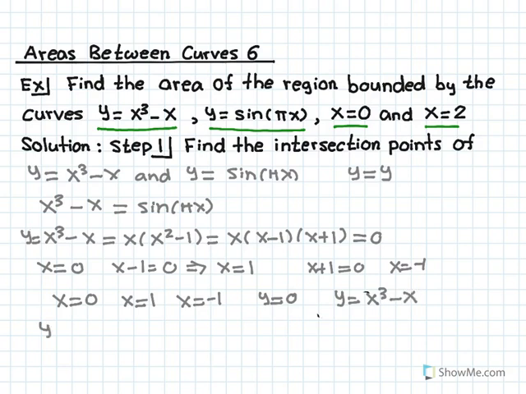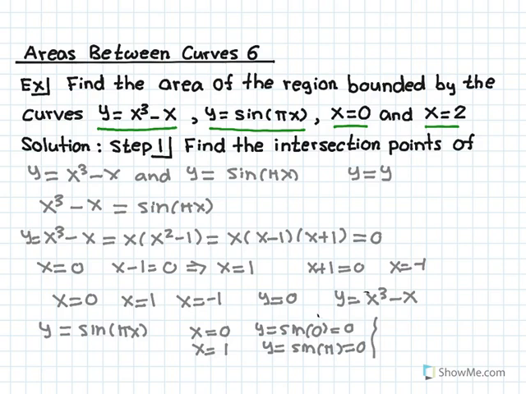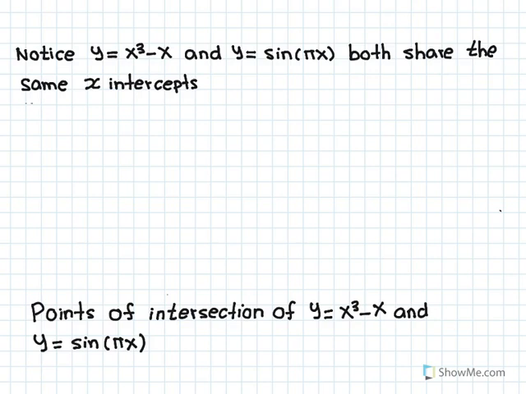Now you will also notice that y equals sine pi x has exactly the same x-intercepts. If we put x equals 0 into this expression, we get y is equal to sine of 0, which is just 0. If we put x equals 1, we get y is equal to sine of pi, and sine of any multiple of pi is 0. And if we put x equals negative 1, we get y is equal to sine of minus pi, and that's also 0. So these two functions share exactly the same x-intercepts. Those are the intersection points.